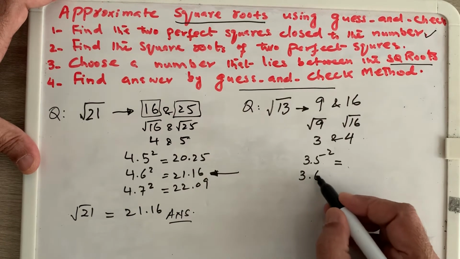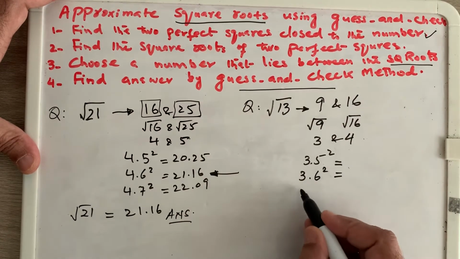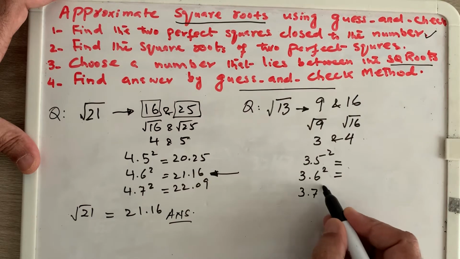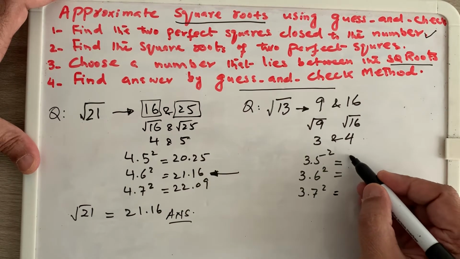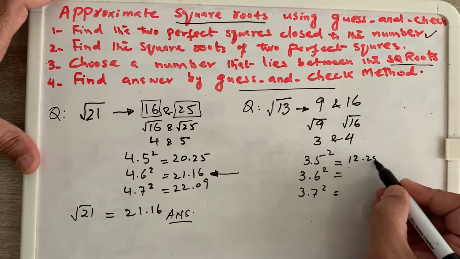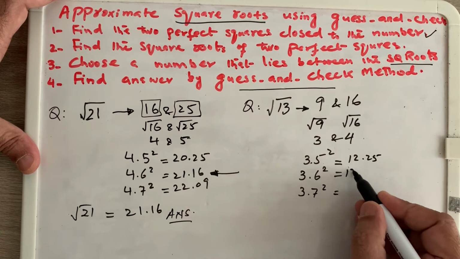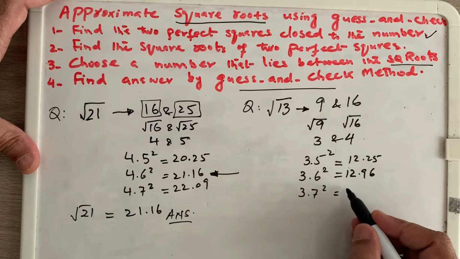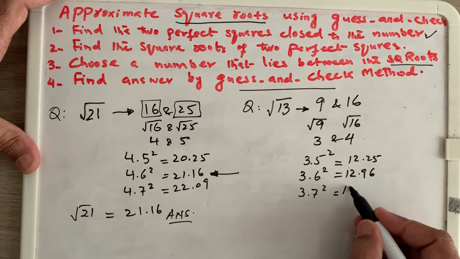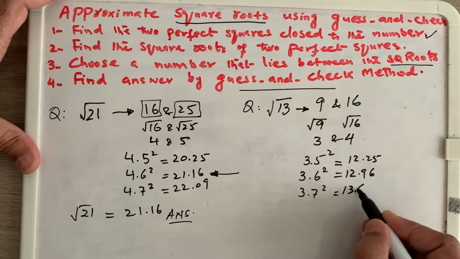So now I am doing 3.5 whole square, 3.6 whole square, 3.7 whole square. You can do it by calculator. 3.5 whole square is 12.25. But it just gives us the procedure that how we can get the correct answer. 3.7 whole square is 13.69.